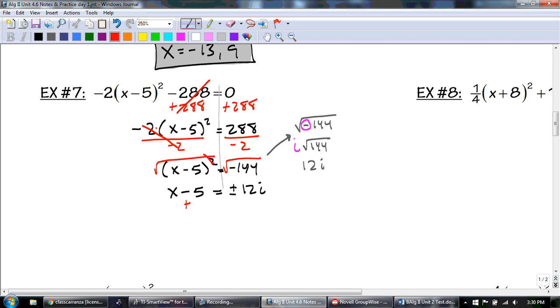To get the x by itself, I'm going to add 5 to both sides. And we get x = 5 ± 12i. And I can't do the 12 plus 5 once again because it's got the i connected to it. It's an imaginary and a real number. I can't combine those.